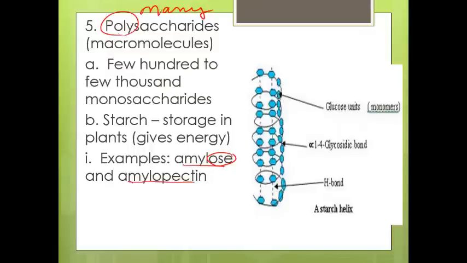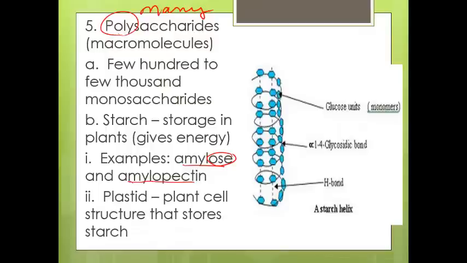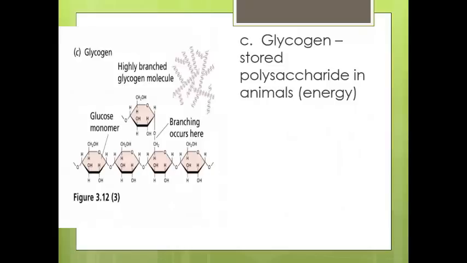Plants use that starch then to give themselves energy. And they store that in a very specific structure called a plastid. So that's something that plant cells have, animals don't. And they store their starch in that plastid. And the job of starch, this is the job of starch, energy. Carbohydrates are an energy source for you.